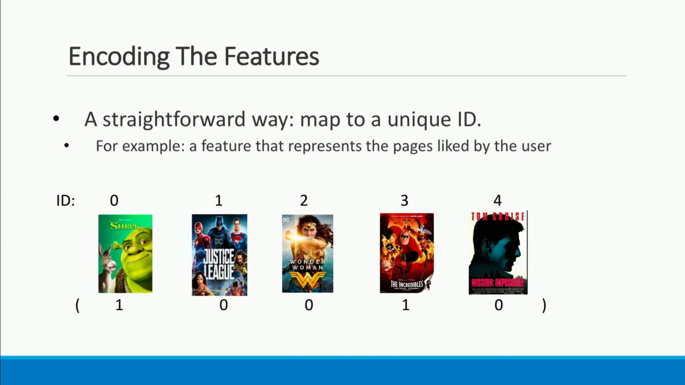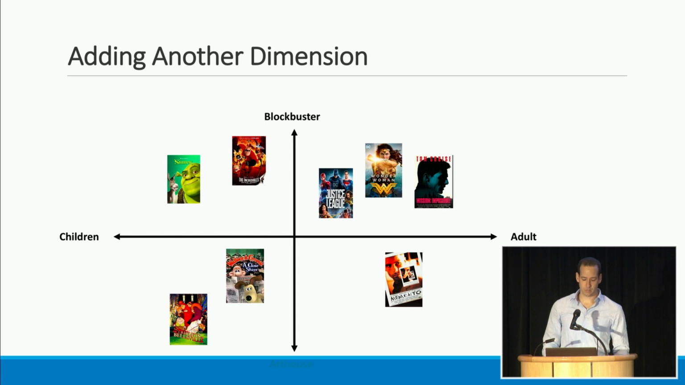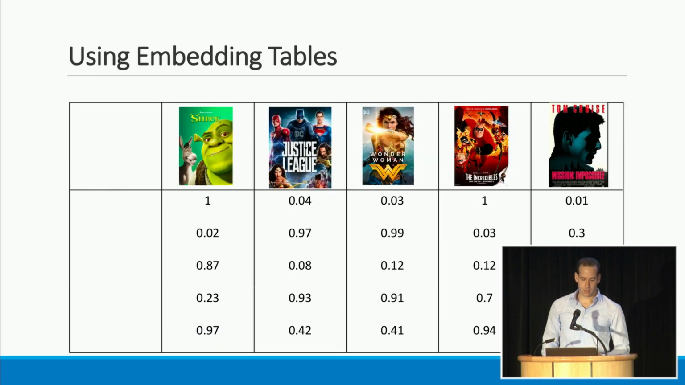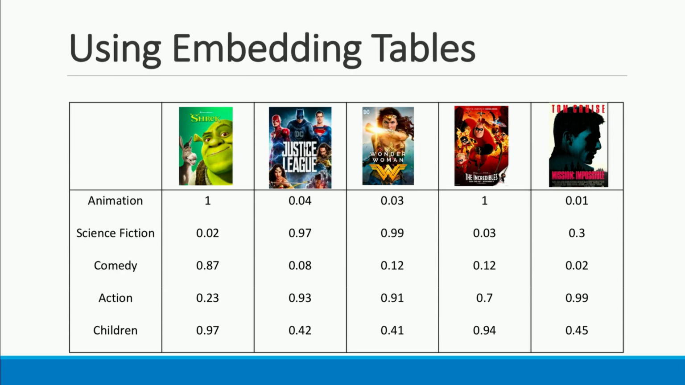So what if we add another dimension? The two dimensions that we use can represent different things, for example, whether it's a children movie and whether it's a blockbuster. Now we see that Shrek and The Incredibles share some things in common, because both of them are children movies and blockbusters. And what if we add even more dimensions and keep an entire vector per movie? The elements in these vectors can have different meanings. These vectors are what we call the embedding vectors, and the table containing them is what we call the embedding table.